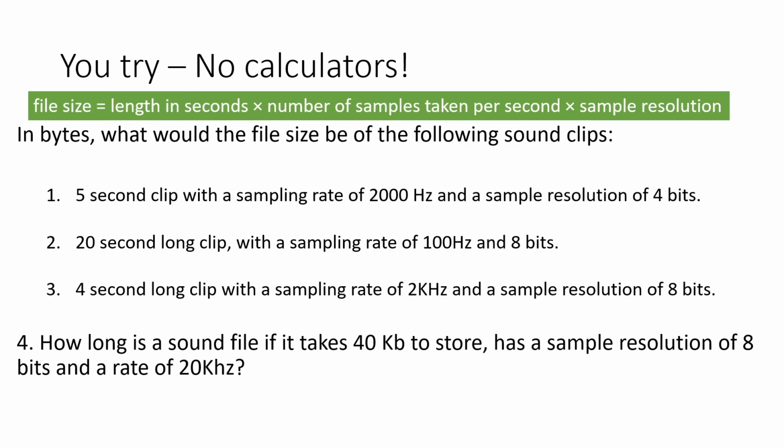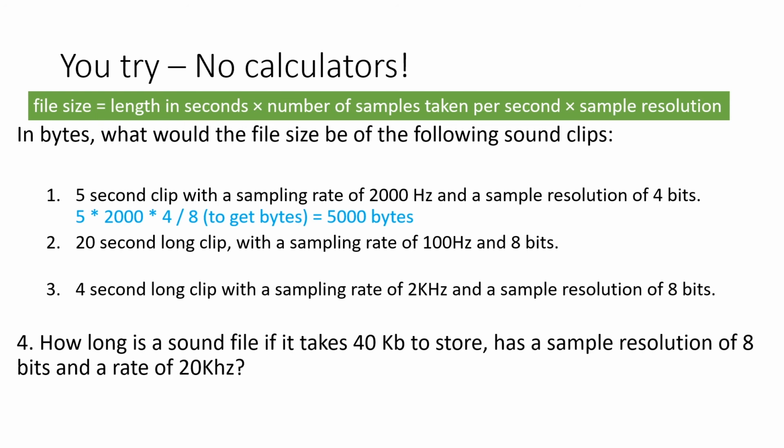Welcome back. Okay, let's give you the answers then. So question number 1, 5-second clip, sampling rate of 2000, sample resolution of 4 bits. It wants all the answers in bytes, so we have to divide by 8 at some point. So 5 seconds multiplied by 2000 multiplied by 4 divided by 8 gets you 5,000.